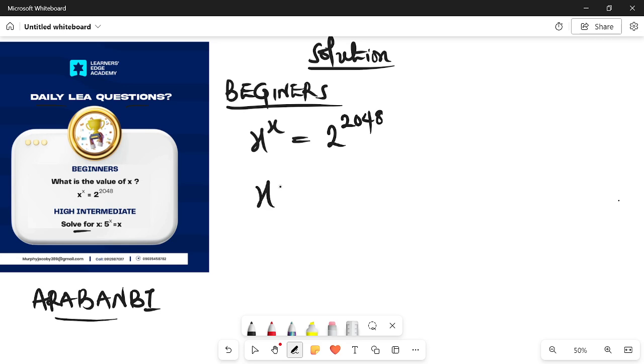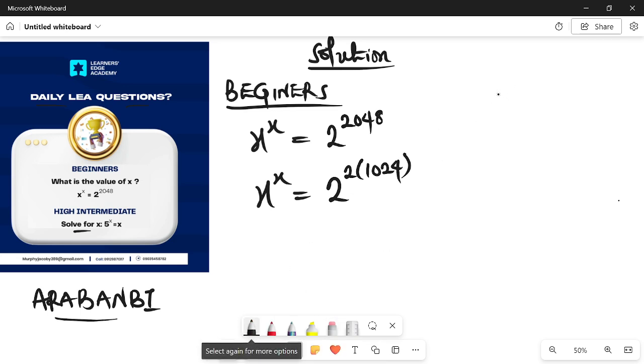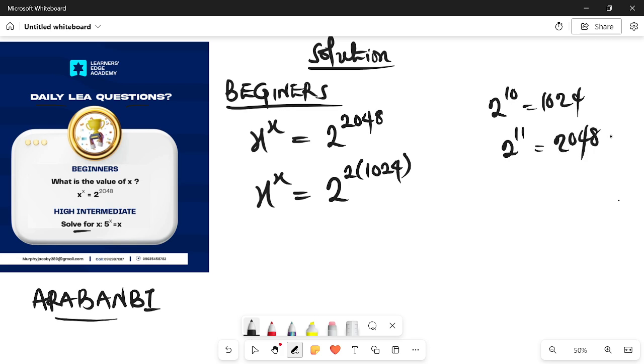Now in exponent, we could have x to the power of x equals 2 to the power of 2 times 1024. Now this actually makes sense. Why? Because of the power of exponent. 3 raised to power 1 is 3, 3 raised to power 2 is 9, 3 raised to power 3 is 27, and so on and so forth, right? So what makes sense about this is 2 raised to power 10 is 1024, and 2 raised to power 11 is 2048, and it went on like that.